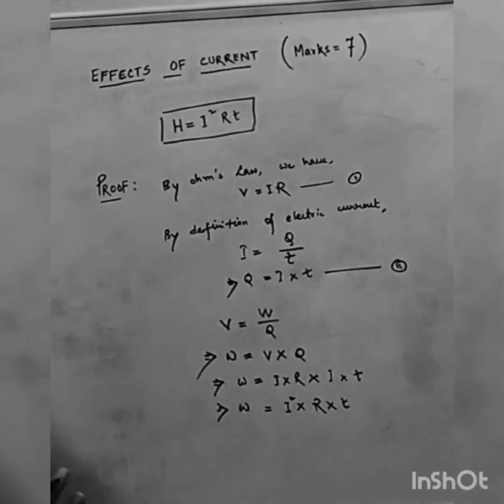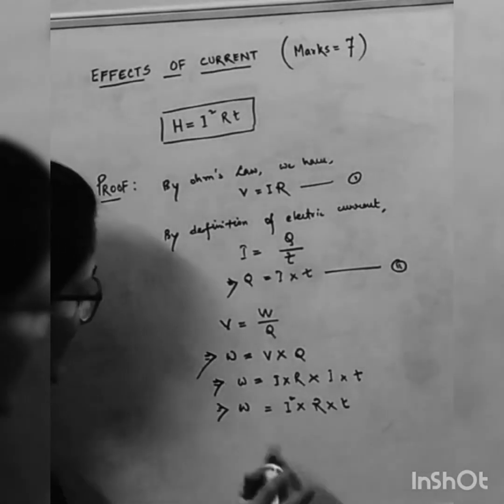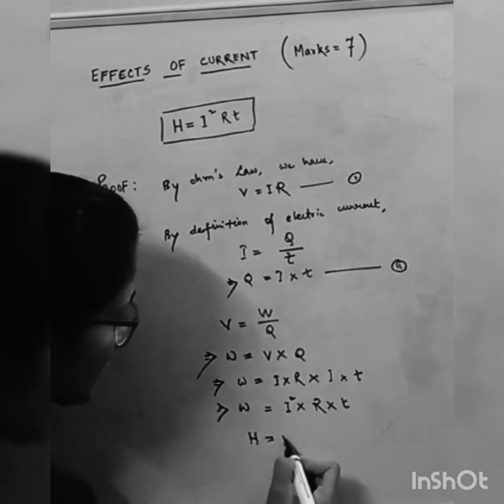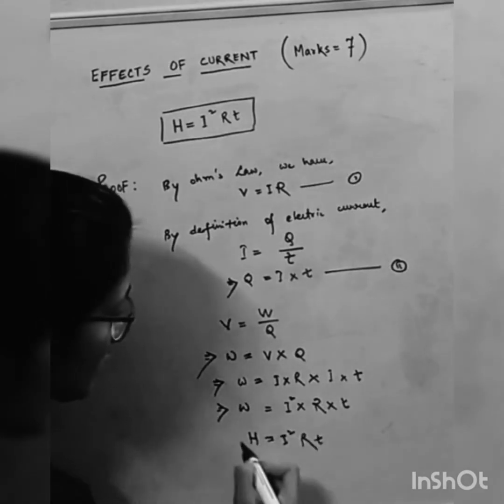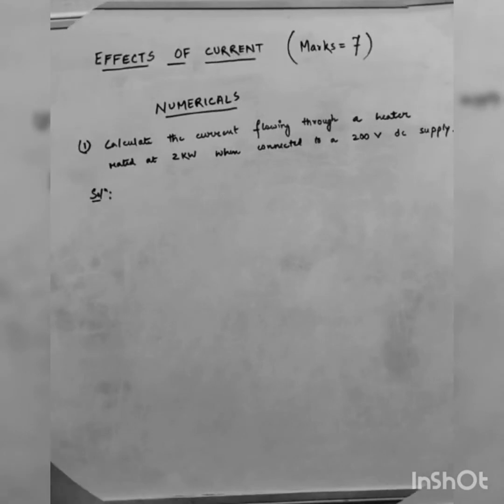Here the work done is nothing but the heat produced by the conductor. So we can simply replace W by H. So we can write H is also equal to I square into R into T. Let us now solve some numericals.